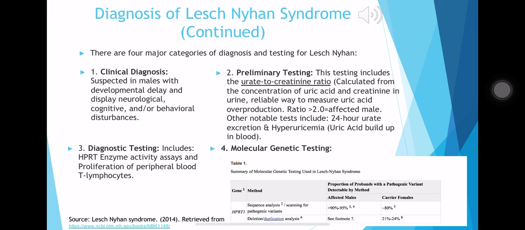And then the fourth and final category of testing for Lesch-Nyhan is molecular genetic testing. The table shown below is for HPRT1 gene only, because that is the only gene found to be associated with Lesch-Nyhan syndrome. The methods that are utilized in molecular genetic testing for Lesch-Nyhan include sequence analysis and deletion duplication analysis. As you look to the right of the chart, you'll see the percentage of carrier females and affected males impacted by the test.